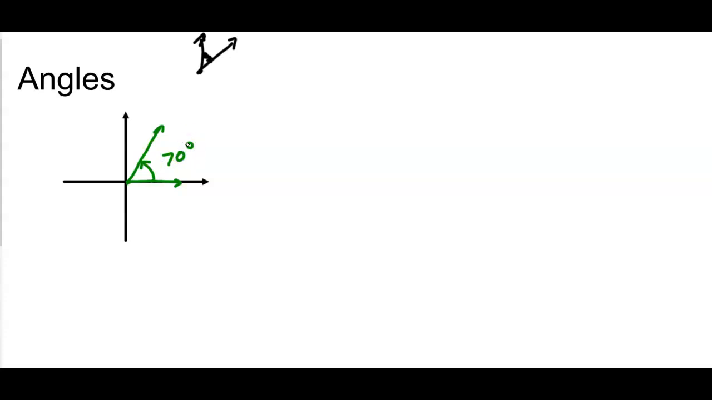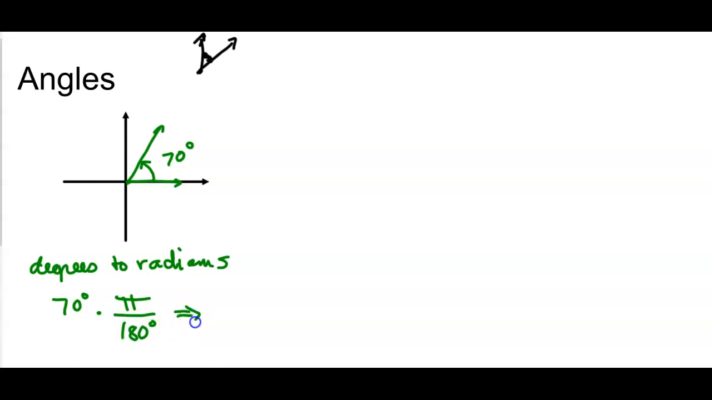We can convert that degree measurement to what we call a radian measurement. And to convert from degrees to radians, you take your degree measurement and you multiply it by pi over 180. And then that's going to change it. So in this case, we would get a radian measurement of 7 pi over 18.